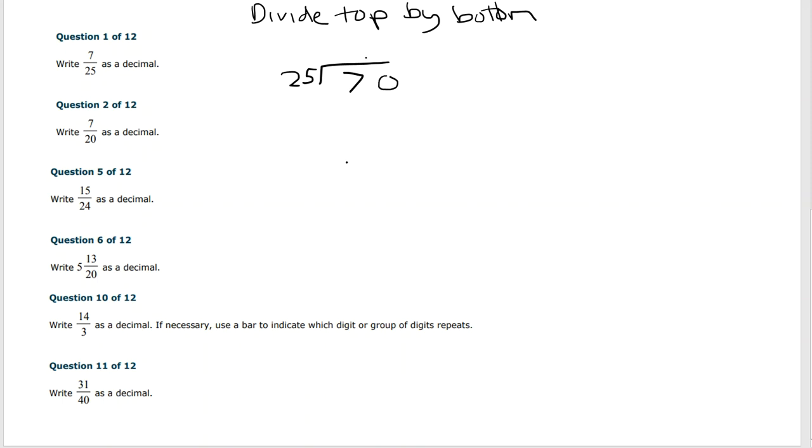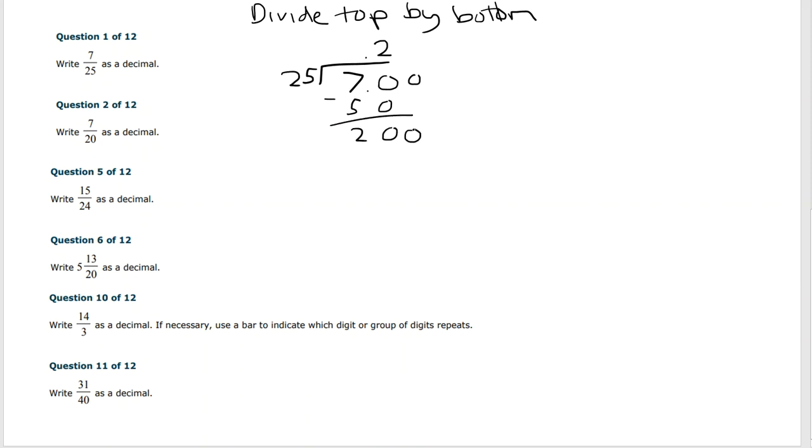And now we have to figure out how many times does 25 fit into 70? Well, 25 plus 25 is 50. And if I were to add it again, that would be 75. That would be too big. So 25 only fits twice. So now we do 2 times 25, which is 50. 70 minus 50 is 20.